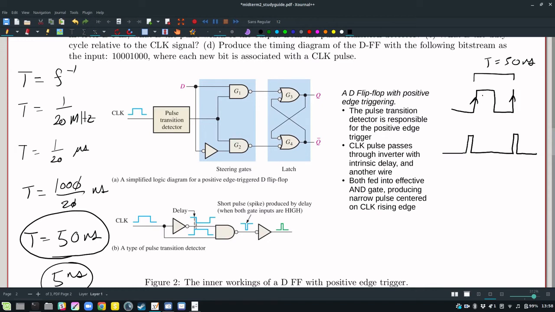So we're changing the duty cycle. So the pulse width here would be 25 nanoseconds. It's just a 50% duty cycle relative to the whole period of 50 nanoseconds. But now we have a 5 nanosecond width compared to that 50 nanosecond period. And so what was a 50% duty cycle has now become a 10% duty cycle. 5 divided by 50 is 10%. So the pulse transition detector changes the duty cycle from 50% to 10%.